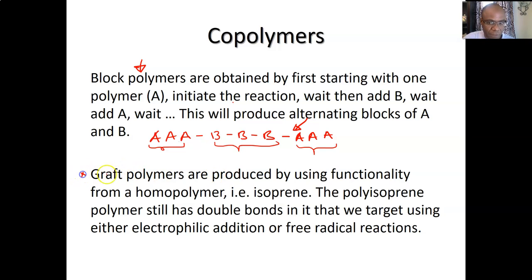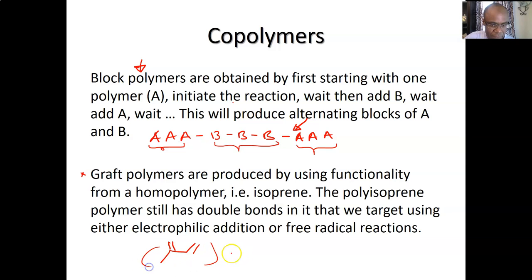For graft polymers, they are produced by using functionality from a homopolymer, for example polyisoprene. The polyisoprene still has double bonds which can be used for other reactions. Remember what isoprene was, it's this guy.